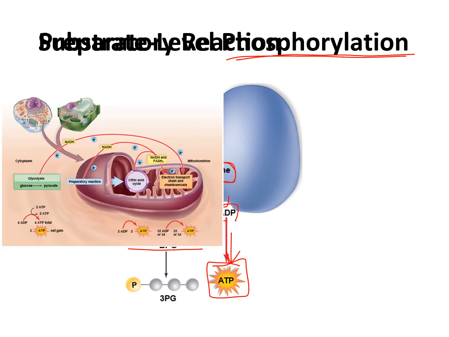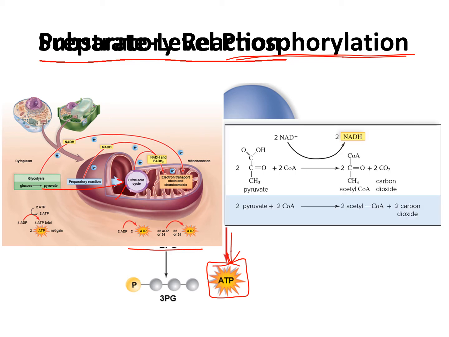The second phase of cellular respiration is called the preparatory reaction, and this involves preparing pyruvate to enter into the citric acid cycle. This involves taking pyruvate and converting it into acetyl-CoA. So acetyl-CoA will be able to enter the citric acid cycle. And during this process, NADH is going to be produced, and also carbon dioxide as a waste product. So during this process, pyruvate is going to be oxidized into acetyl-CoA.